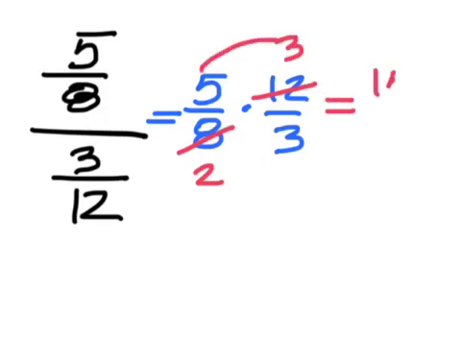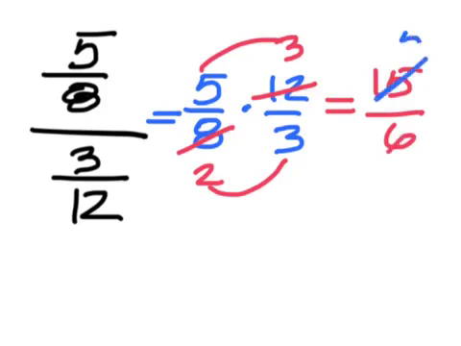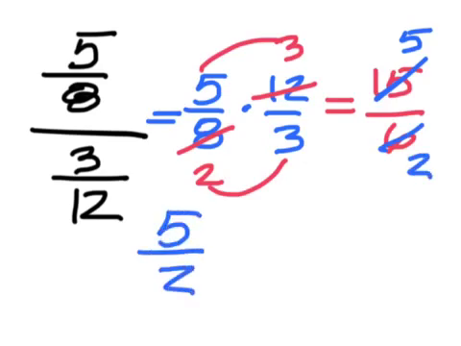5 times 3 is 15. 2 times 3 is 6, and you can reduce by taking a 3 out of both. Be left with a 5/2. Of course, 5/2 could be in your choices, but it could also be 2.5.